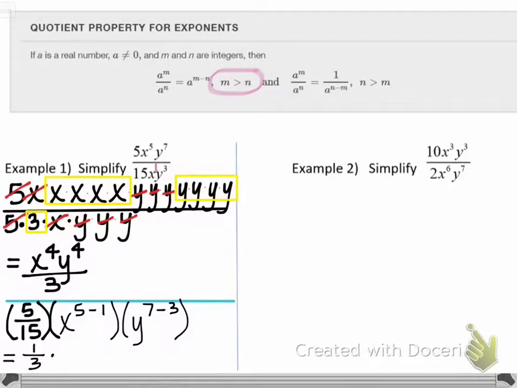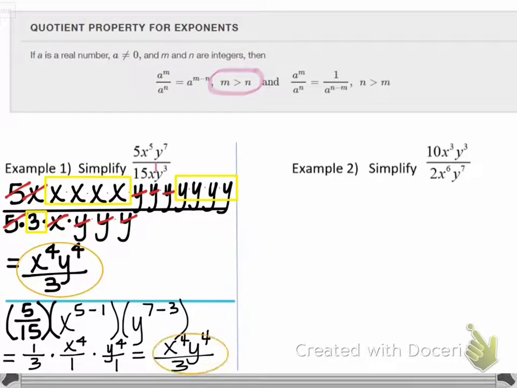X to the 5 minus 1 power becomes x to the 4th, and I'm going to put that over 1 because x to the 4th is in the numerator, so I want to show that there's a 1 in the denominator. So when I make my final answer, I keep my numerators and my denominators separate. And then I get y to the 4th power over 1. And now I multiply my numerators and my denominators straight across. So my numerator becomes x to the 4th, y to the 4th, and my denominator is 3 times 1 times 1, which is just 3.